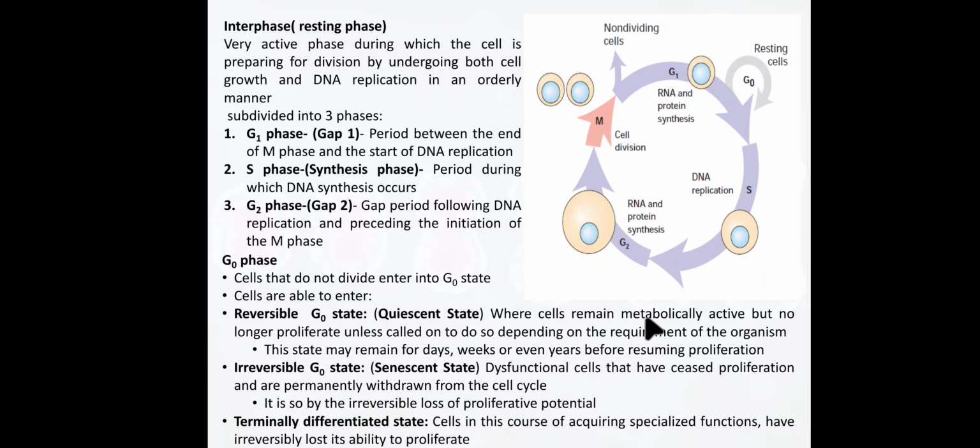Reversible G0 state is where the cell remains metabolically active but no longer proliferates. Depending on the requirement of the organism, they resume the cell division. Irreversible G0 state, which is a senescent state, is where the dysfunctional cells have ceased proliferation completely and they are permanently withdrawn. They have lost their proliferative potential. Terminal differentiation state is a course where the cell is acquiring specialized function. At that point of time, the cell has irreversibly lost its ability.